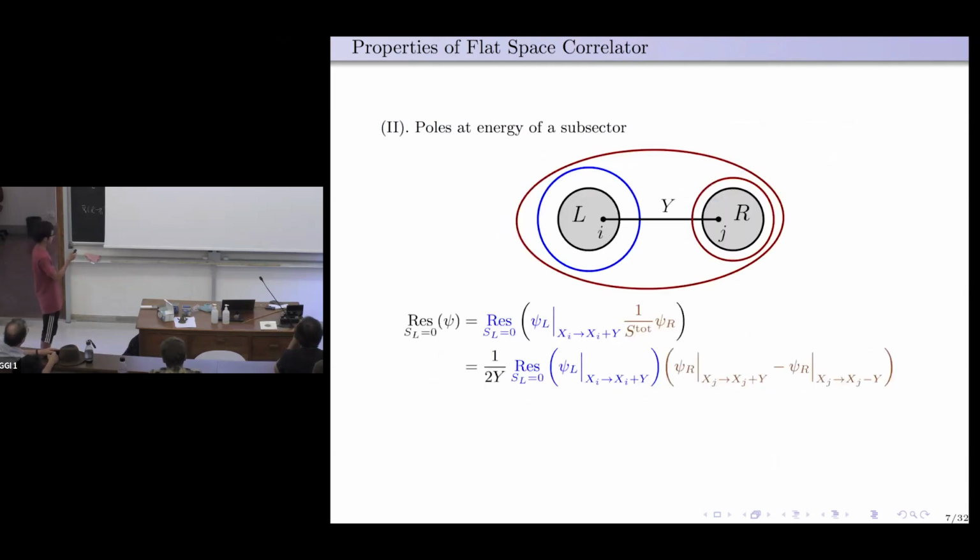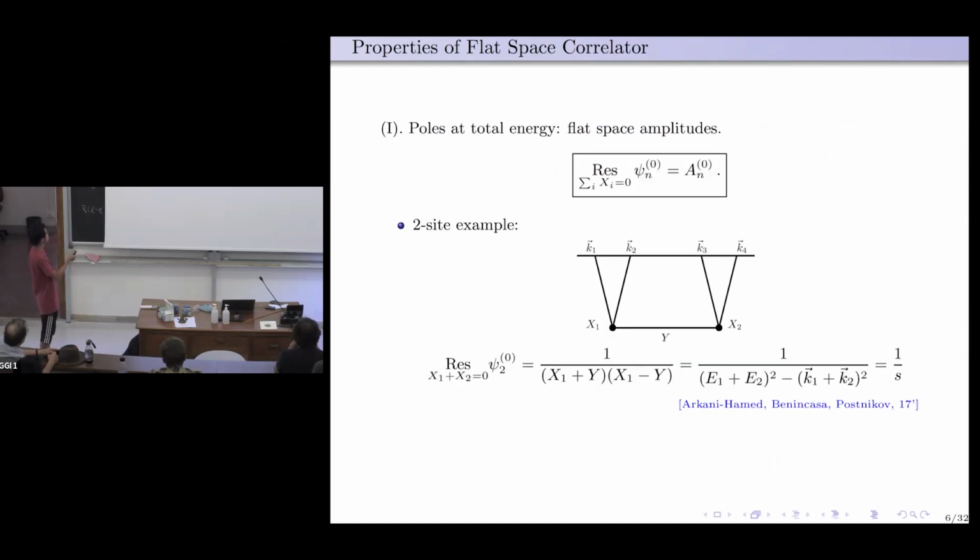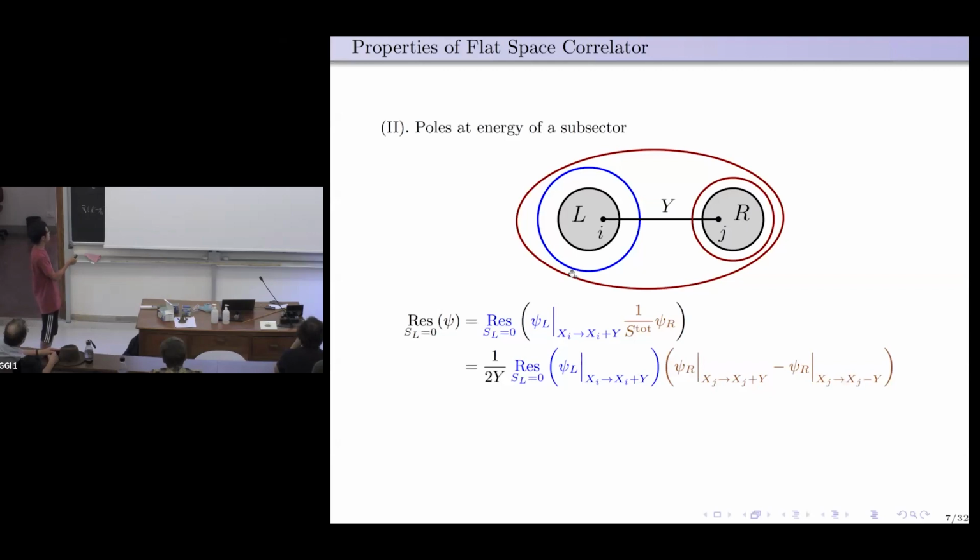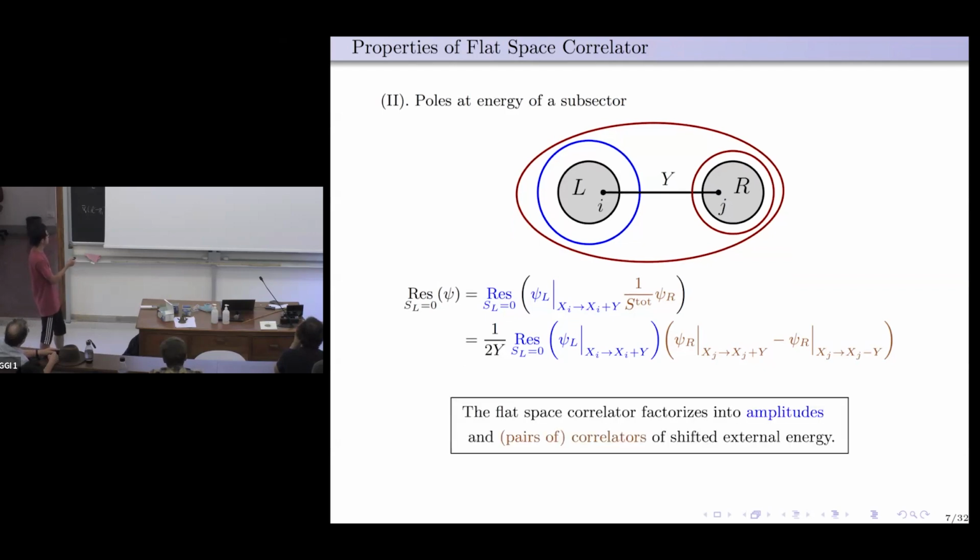The other property is that, while here we looked at the poles at the total energy, we can also consider the poles at the energies of some subsections of this graph. For example, we consider the residue on this left sub-correlator, taking the residue at the left energy equal to zero. Then one can see that the flat space correlator factorizes into the amplitude of the left part, with energy conservation, and also a correlator corresponding to the right graph with shifted external energies. These are the two important properties of these flat space correlators, so just keep them in mind, as I will make use of them.